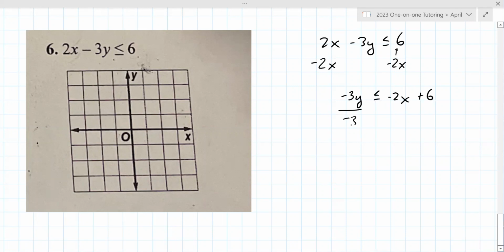Yeah. So you divide everything by -3. Good question to ask. That does flip the inequality. So y is greater than or equal to 2 divided by 3 x, positive because the negatives cancel, and then -2. All right, now do I graph it? Yes.